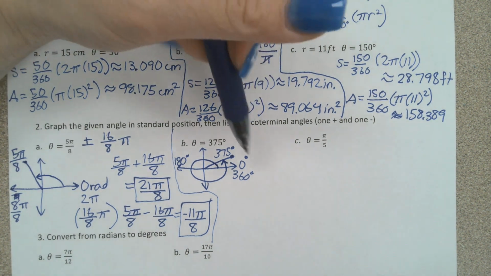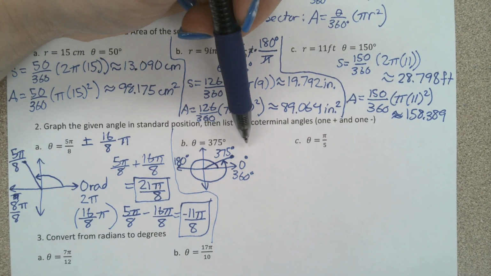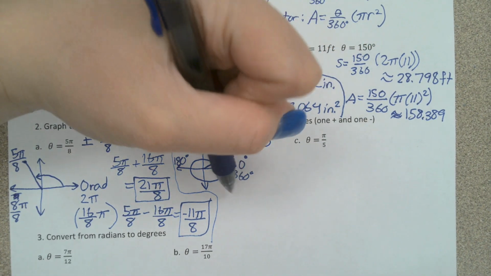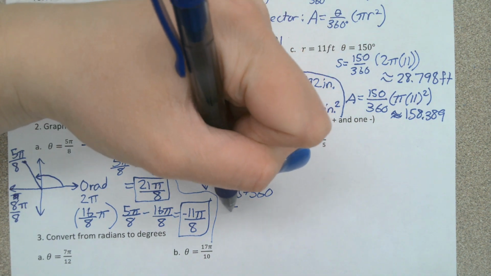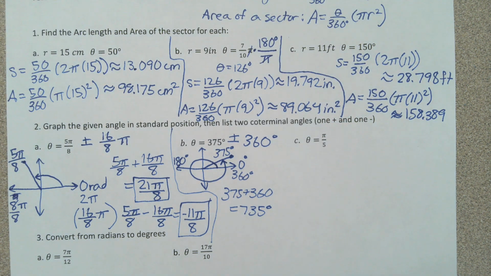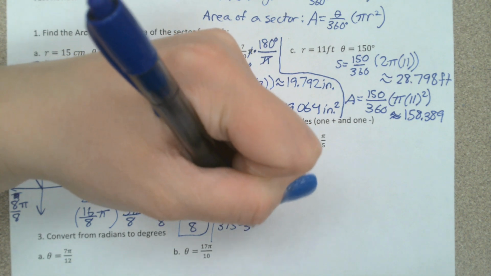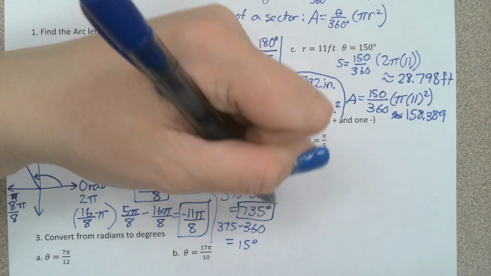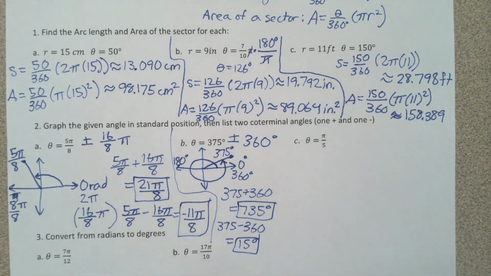Okay. So coterminal angles. We're going to add a full circle, 360, to this, and we're going to subtract it. So plus or minus 360. 375 plus 360 is equal to 735 degrees. And then 375 minus 360 is equal to 15 degrees. So these are my positive and negative coterminal angles.